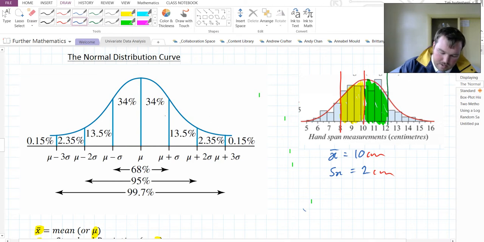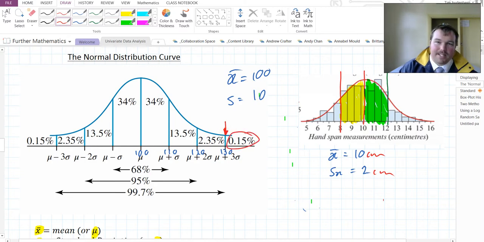For example, if you take an IQ with a mean of 100 and a standard deviation of 10, that would mean this point here is 100, 110, 120, 130. Which means if you're scoring 130, you're in the top 0.15% of the population. On the flip side, if you're scoring 70, then you're in the bottom 0.15% of the population.